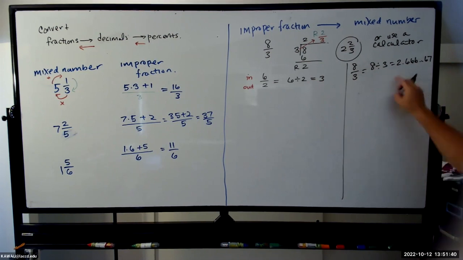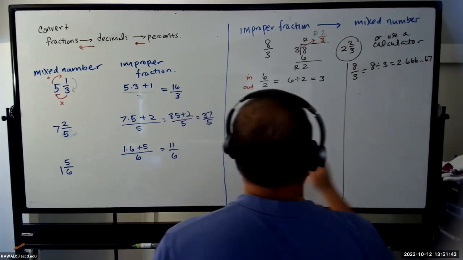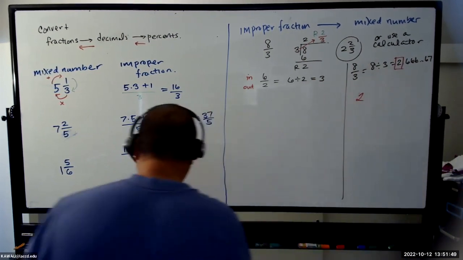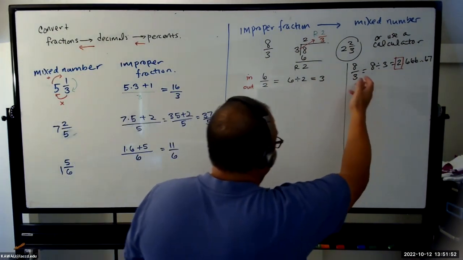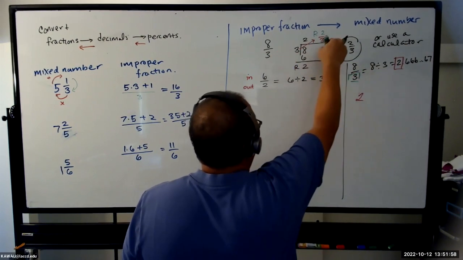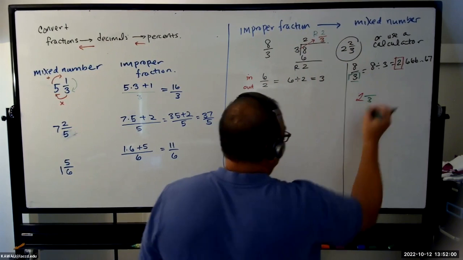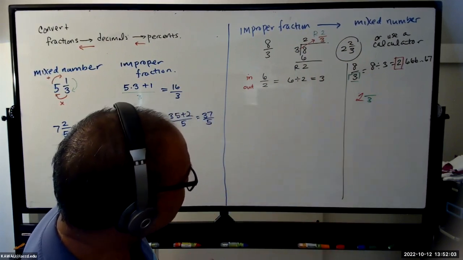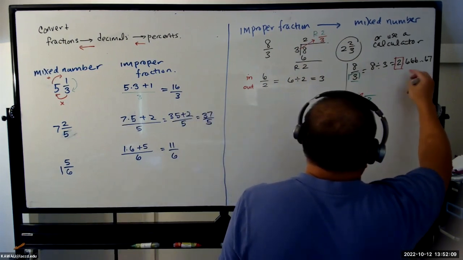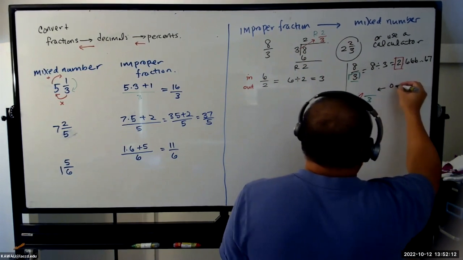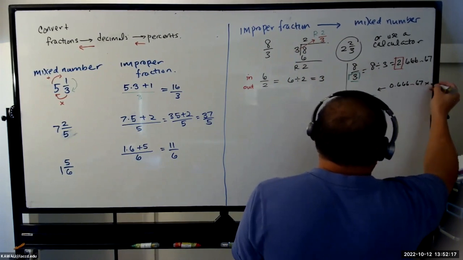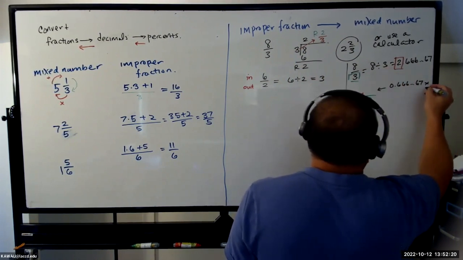Well, this is my whole number, this part right here. Now my denominator is going to be the same. This denominator is always the same, just like the denominator here was the same. So the only thing I have to figure out is my numerator. What I want to do is take just this decimal part. Whatever my numerator is going to be, it's the decimal part times the denominator.